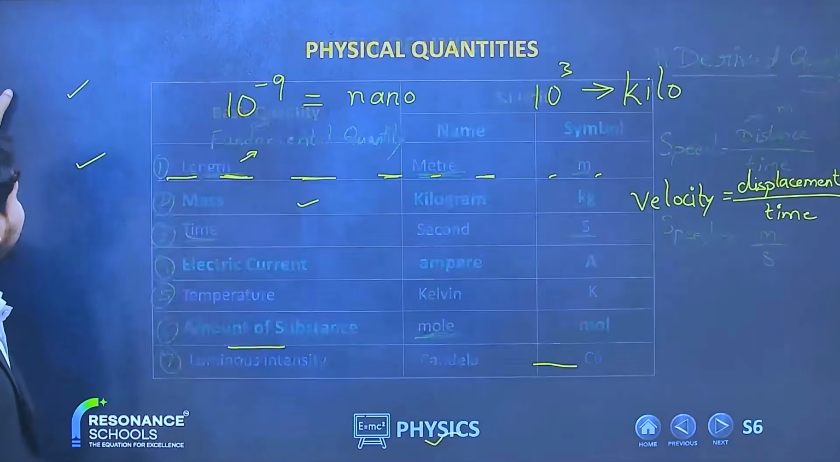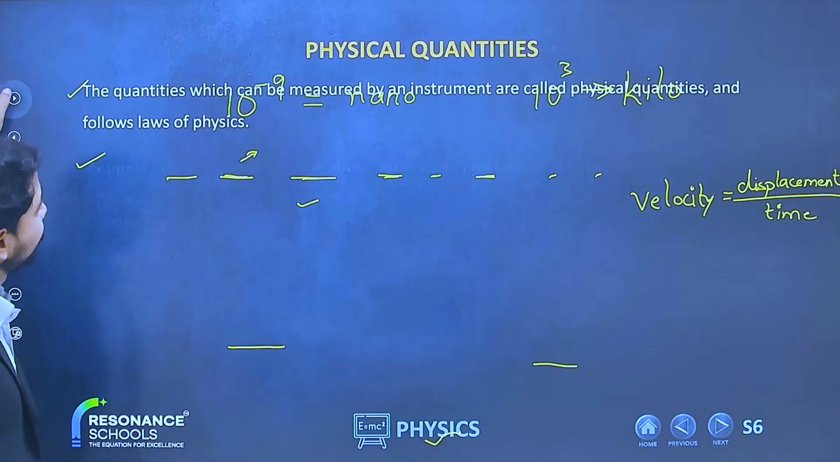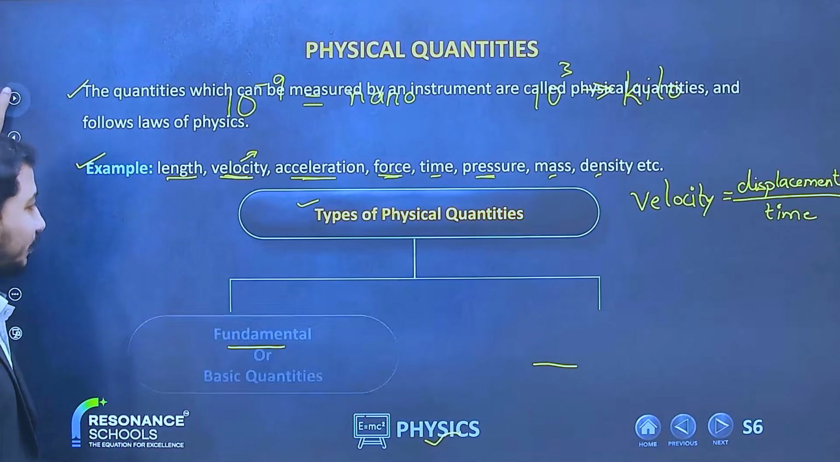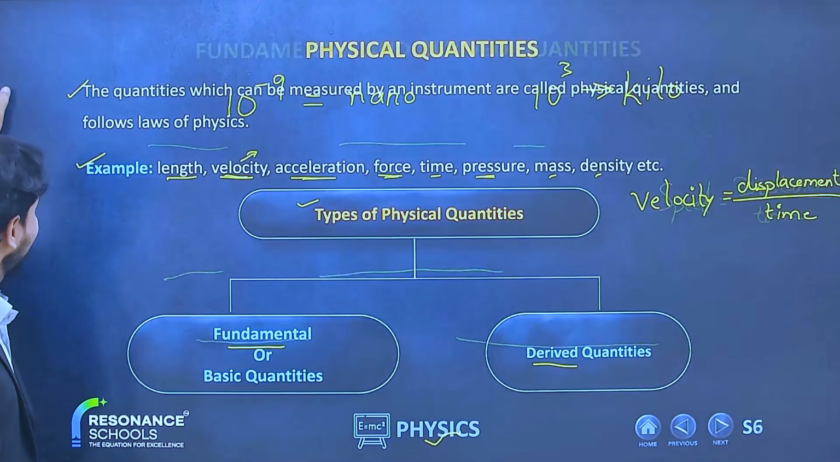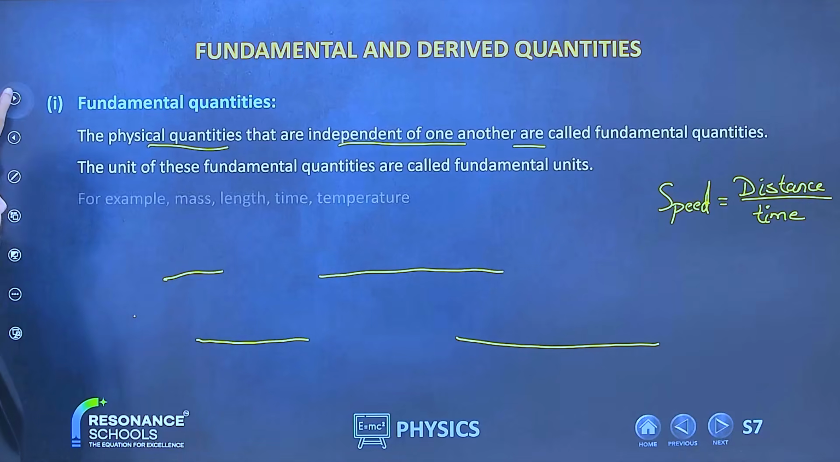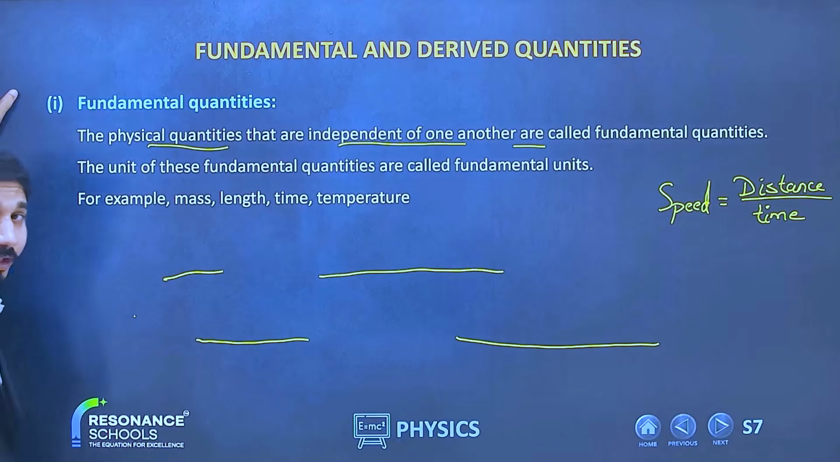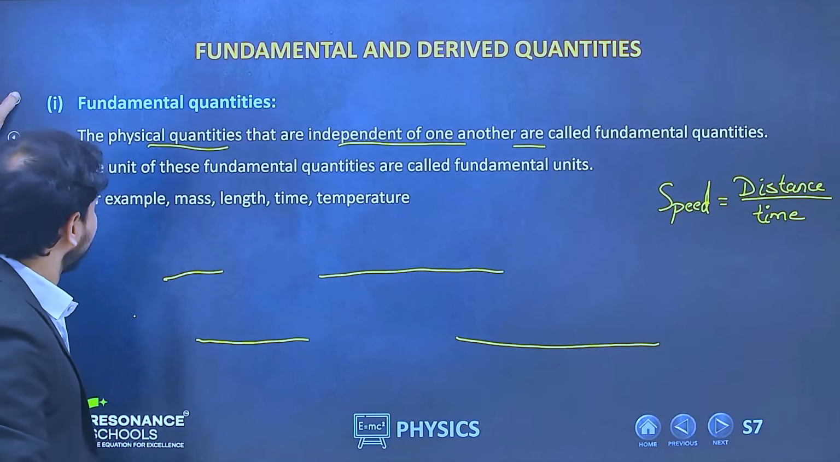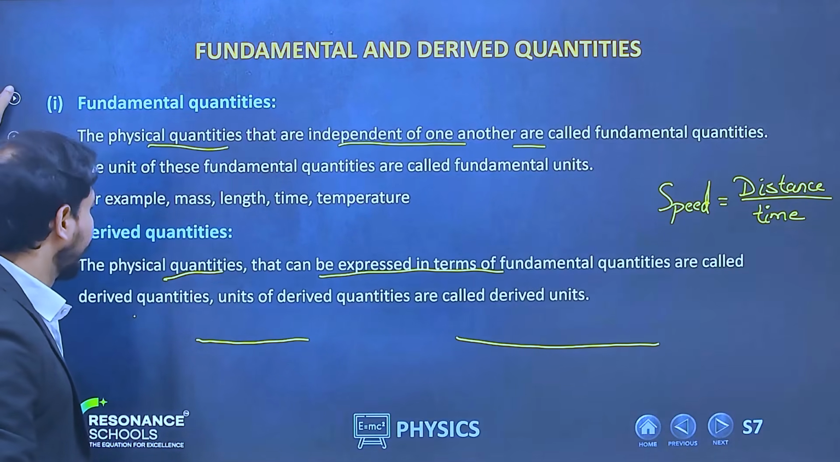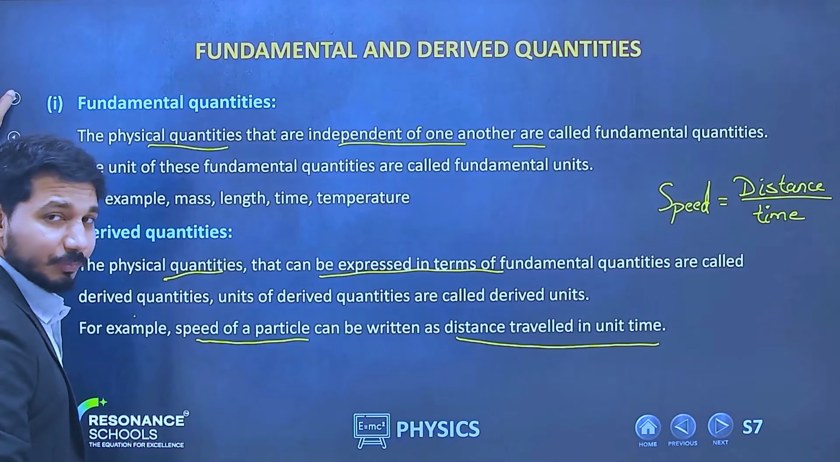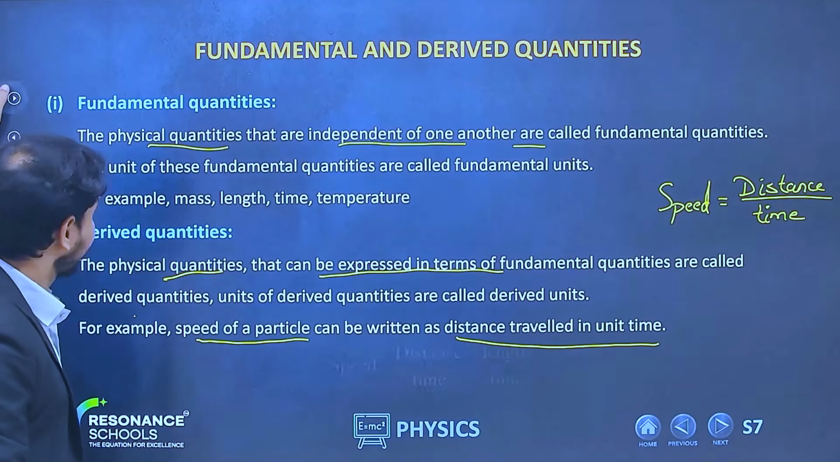Right? Moving ahead. So we have done these physical quantities, same fundamental and derived. Fundamental quantities we have discussed already. The quantities which are independent of one another are called fundamental quantities. And derived quantities, as I told you, depend on the fundamental quantities. A simple definition you can learn.